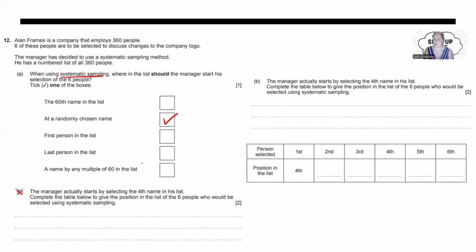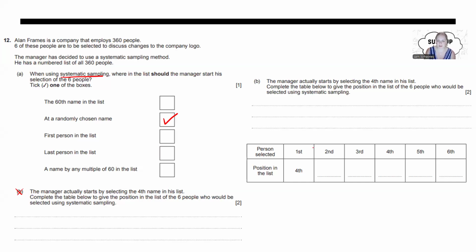we pick our sample, in this case it's 6. We're going to do 360 divided by 6, and that's going to give us 60. This means every 60th person is being chosen. Now, to start your list, you pick a random person, and usually this can be done by a random generator. We normally do it between the numbers 1 to 60, so that will be our first person. And then each one will have a jump of 60.